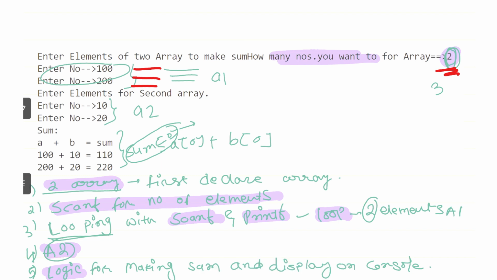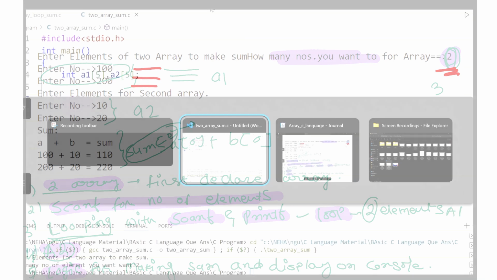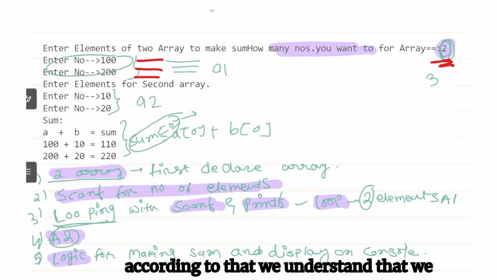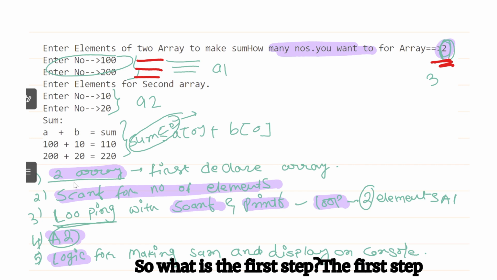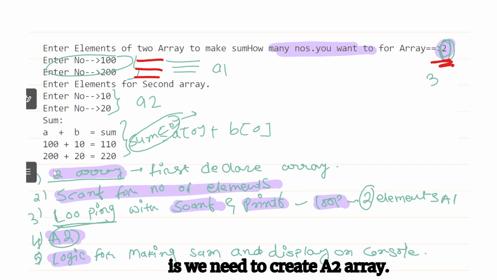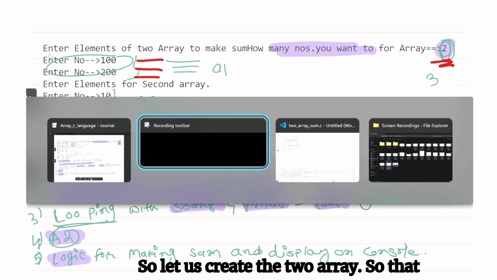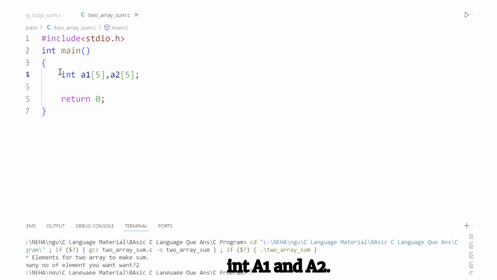Now let us implement the practical of this. Now let us develop the program. According to that, we understand that we have to go through these steps. So what is the first step? The first step is we need to create two arrays. So let us create the two arrays. That is int, as we know its data type is int, a1 and a2.